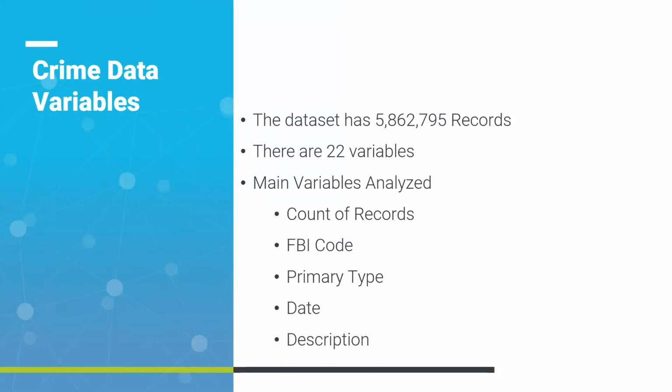The data set is massive. Again, it has 5.8 million records. There are 22 variables total. For this initial analysis, we utilized 5 of those variables. The count of records was utilized to represent the number of items on each graph. FBI code was used to distinguish between the different FBI codes assigned to each crime. Primary type was also utilized in this capacity along with description. The date was utilized on several visualizations to demonstrate the trends in crime over time.